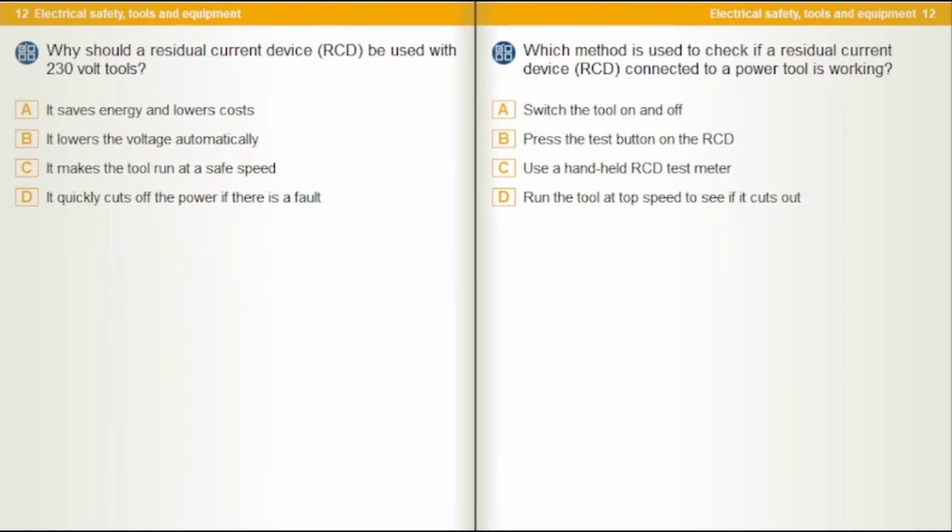Why should a residual current device, RCD, be used with 230-volt tools? It saves energy and lowers costs. It lowers the voltage automatically. It makes the tool run at a safe speed. It quickly cuts off the power if there is a fault.